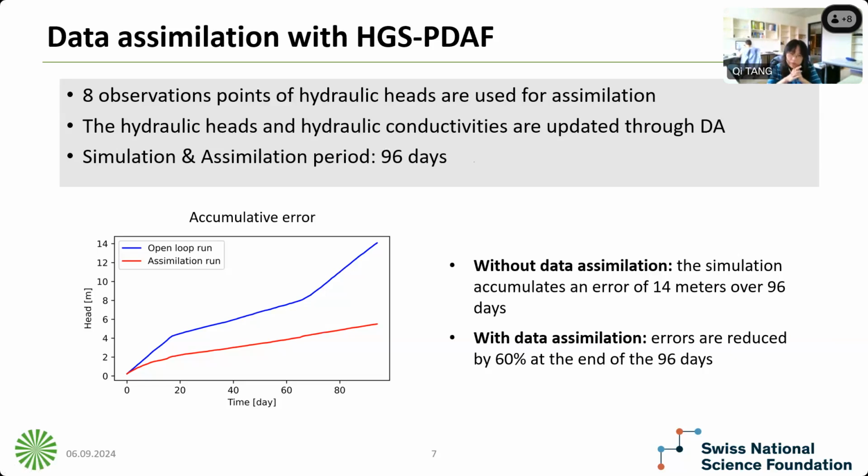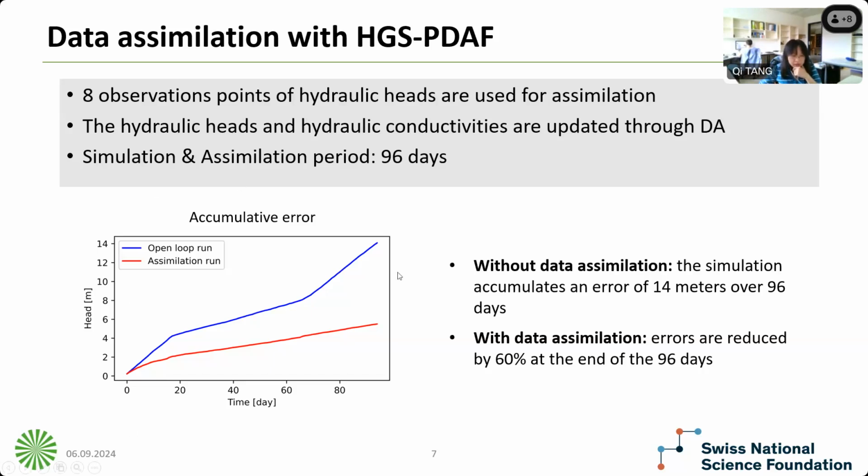For the inflation, we use an inflation factor of 0.1, but only when parameters are updated together with states, to prevent ensemble collapse and maintain the diversity. And in this case, no localization is used, which means we assume that EnKF assimilates data without spatial restrictions, and the observations have an impact on the whole model domain.